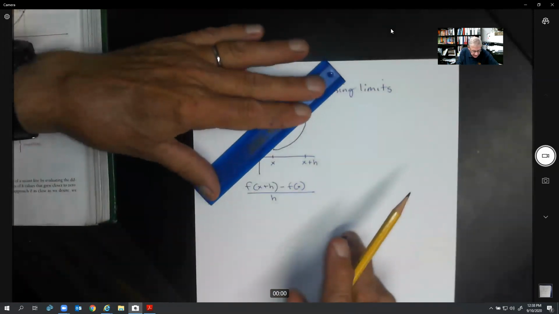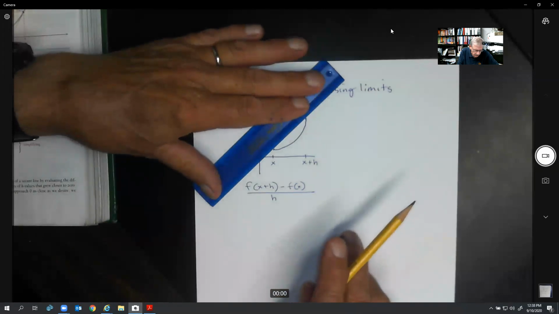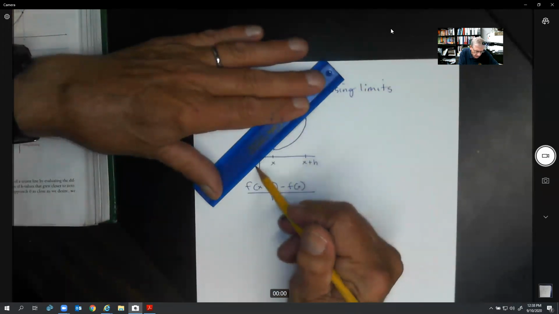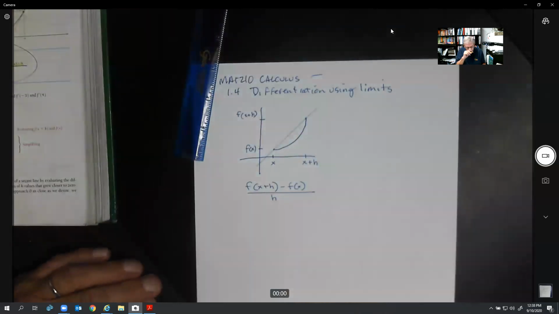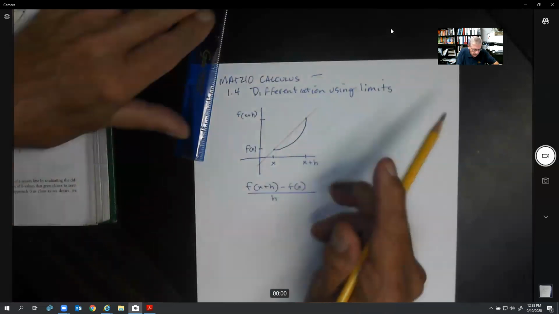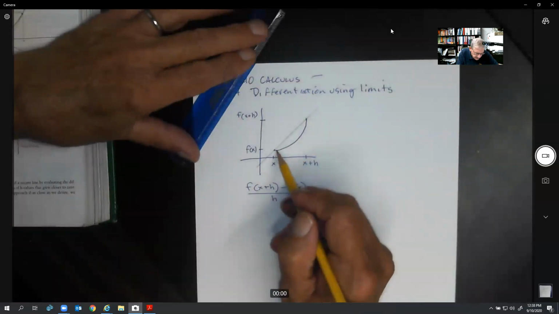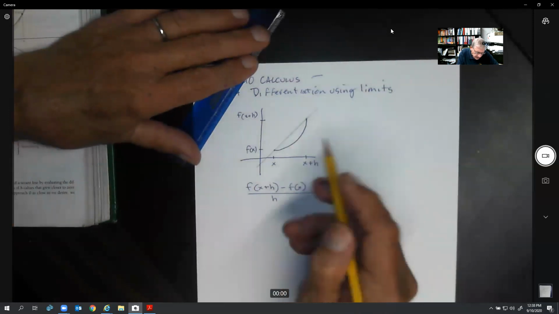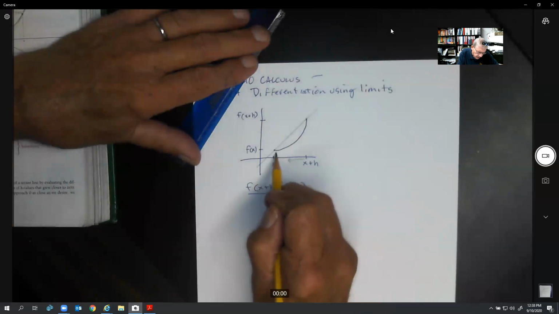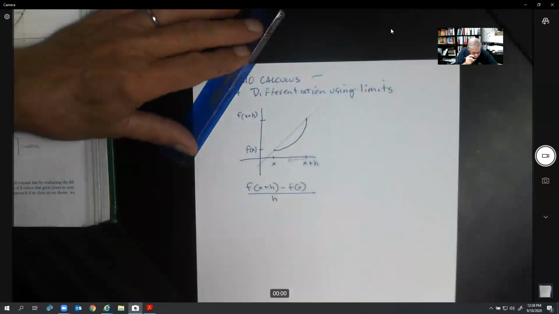And we said that this right here was our line, and we called this a secant line, remember? Now, what we're going to try to do is draw the secant line, kind of make it into a tangent line. And the way we're going to do that is we're going to make this distance here, h, smaller so that it gets closer and closer to x.